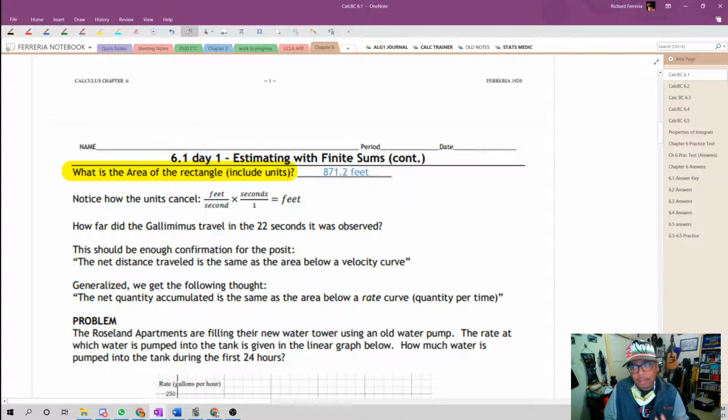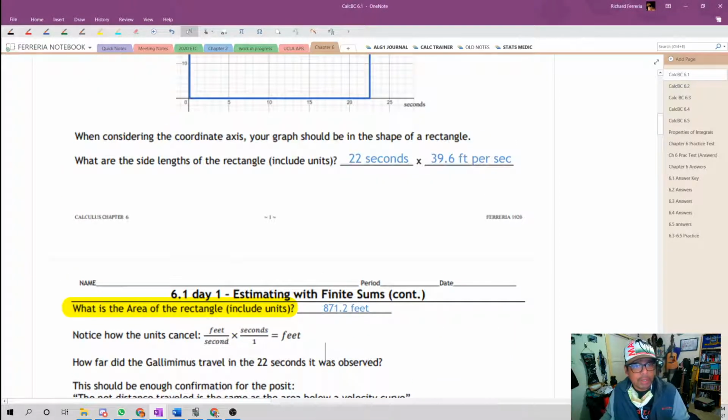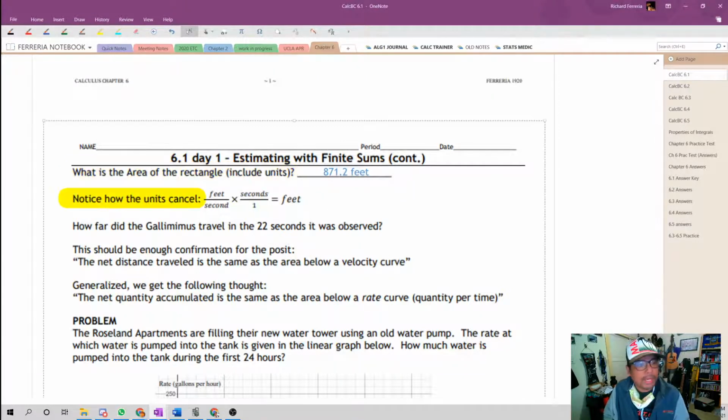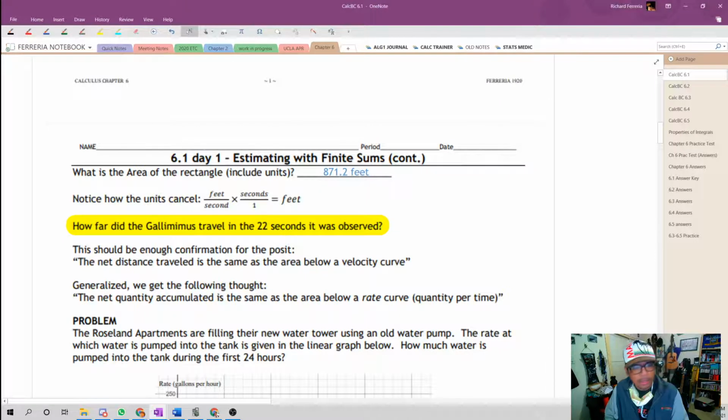I don't know about you, but when I multiply those numbers up here, 22 times 39.6, I'm going to get myself 871.2 feet. And like I was saying before, feet per second cancels out with seconds, giving me units of feet. And now we can answer the next question. How far did the Gallimimus travel in those 22 seconds it was observed? This was a different way of asking the same question, which was the area of the rectangle. The distance here is the same as the area of the rectangle, which is 871.2 feet.